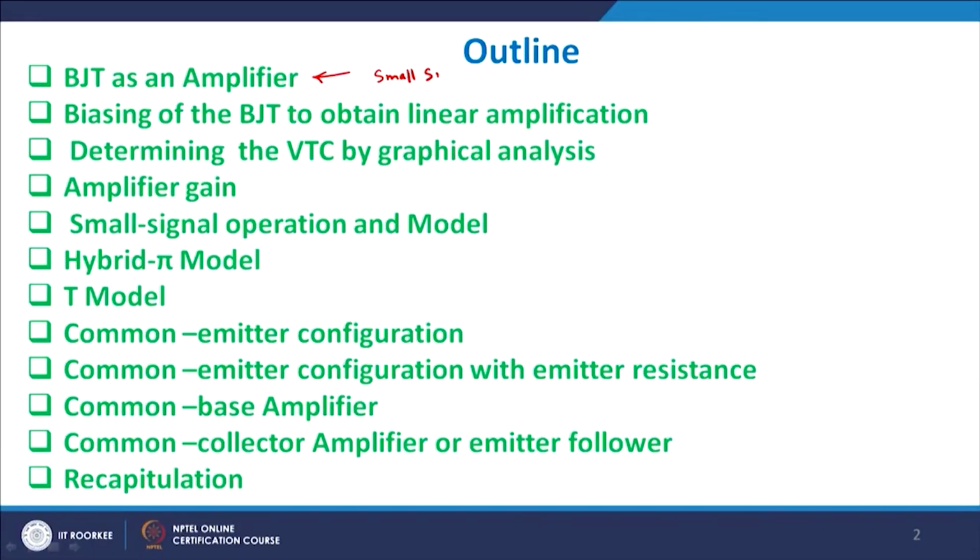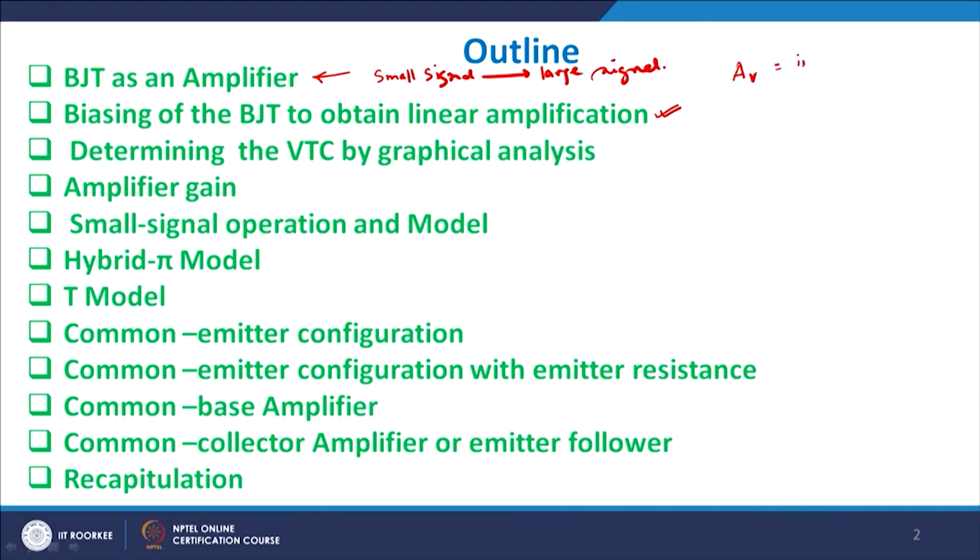So, given a small signal peak to peak, how can I increase it to a large signal? That is what we will be learning in this lecture: given a small peak to peak signal, how do I get a BJT to act as an amplifier that gives me a large signal?